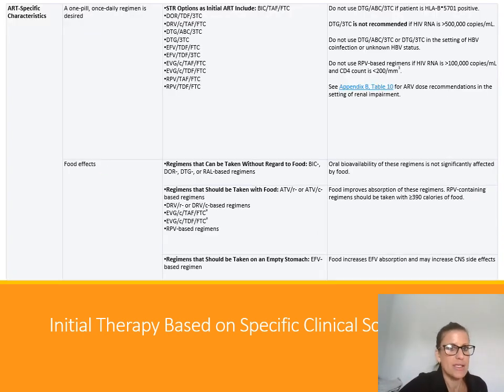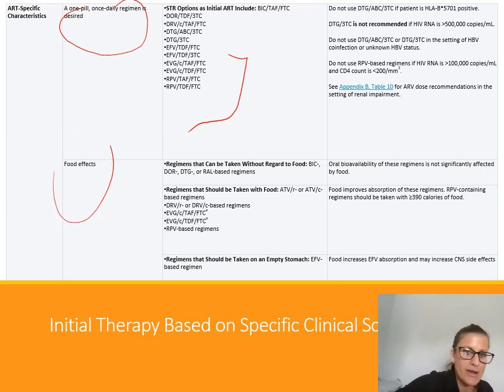This is showing us other things, like one pill once daily regimen. If you're really worried about compliance and you want to give one pill once a day, well, here are different combinations that are appropriate. Food effects, right? There are different regimens that need to be taken with food, regimens that can be taken without regard to food, regimens that have to be taken on an empty stomach, right? And this all could possibly be important.